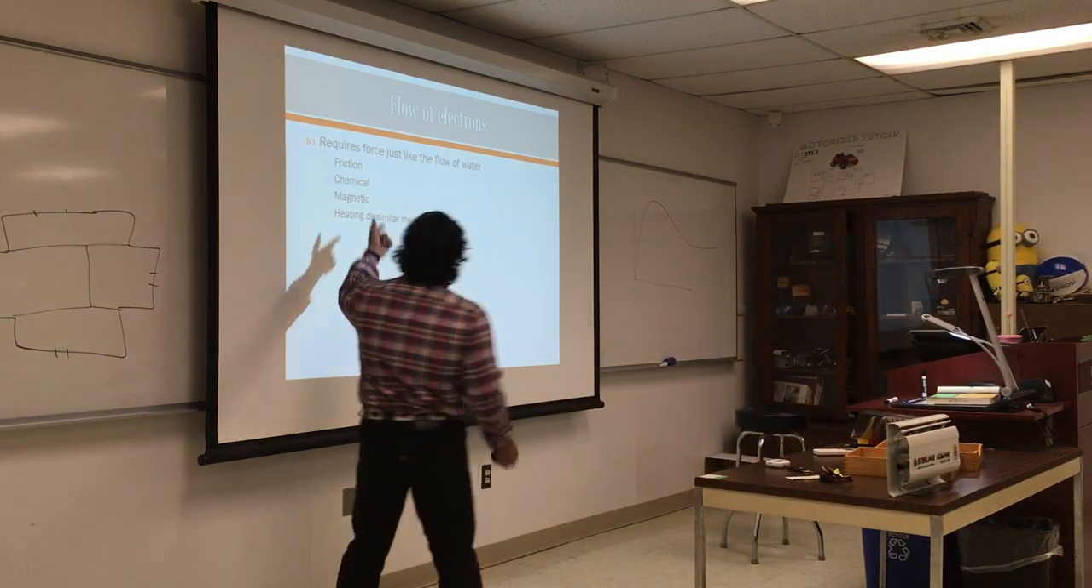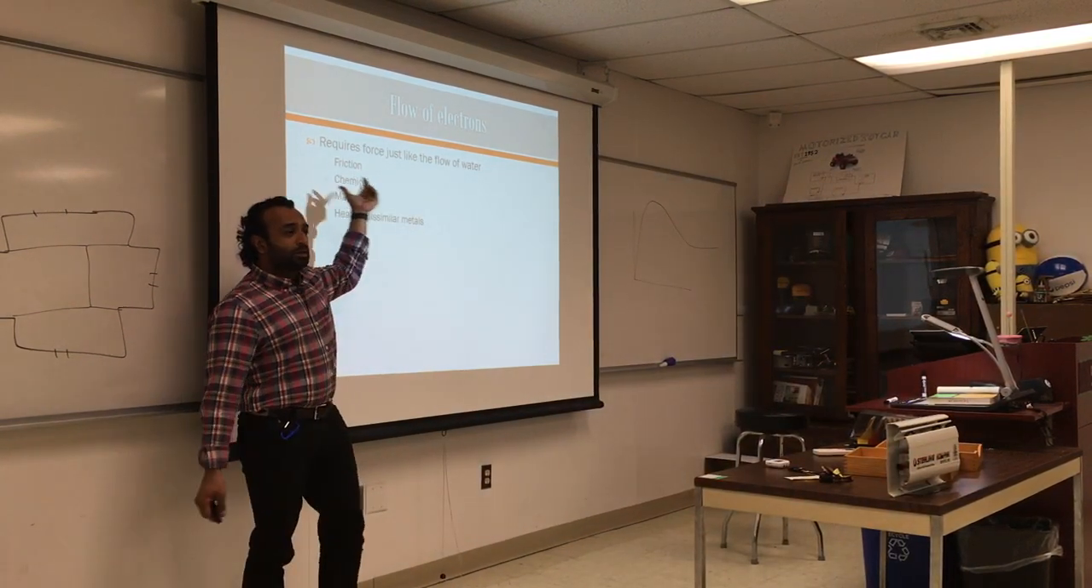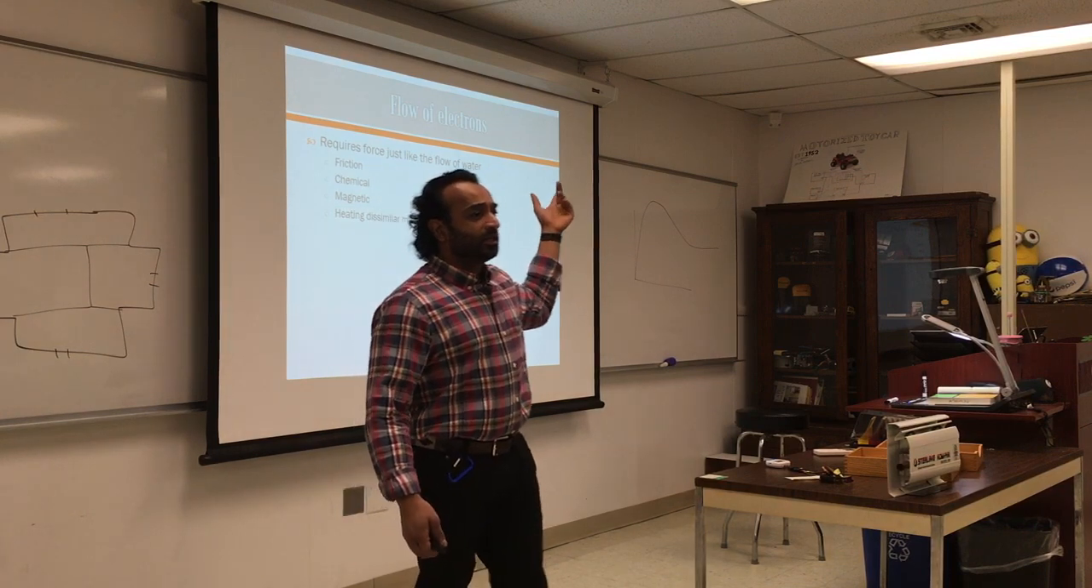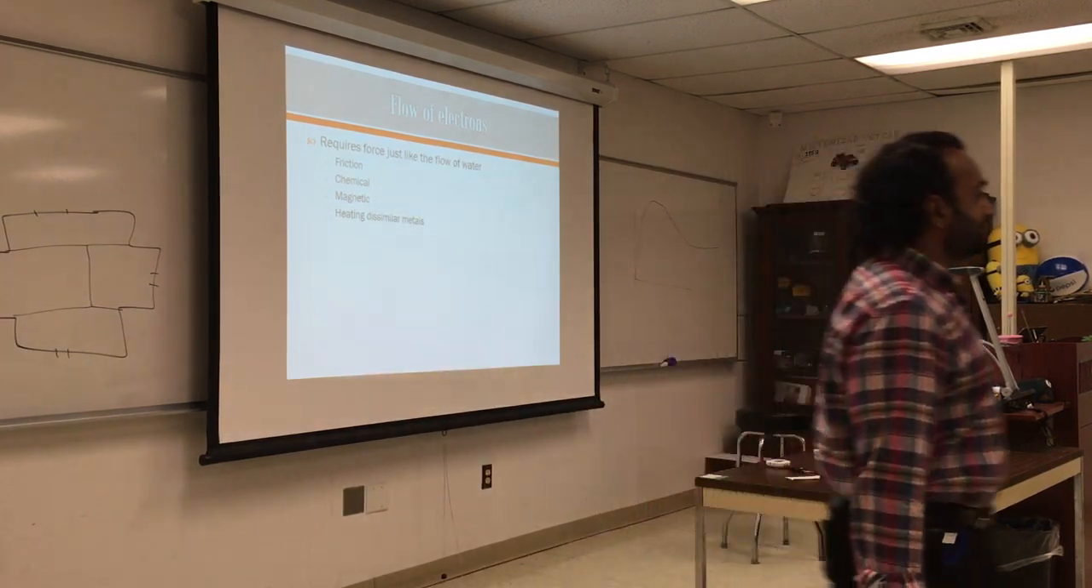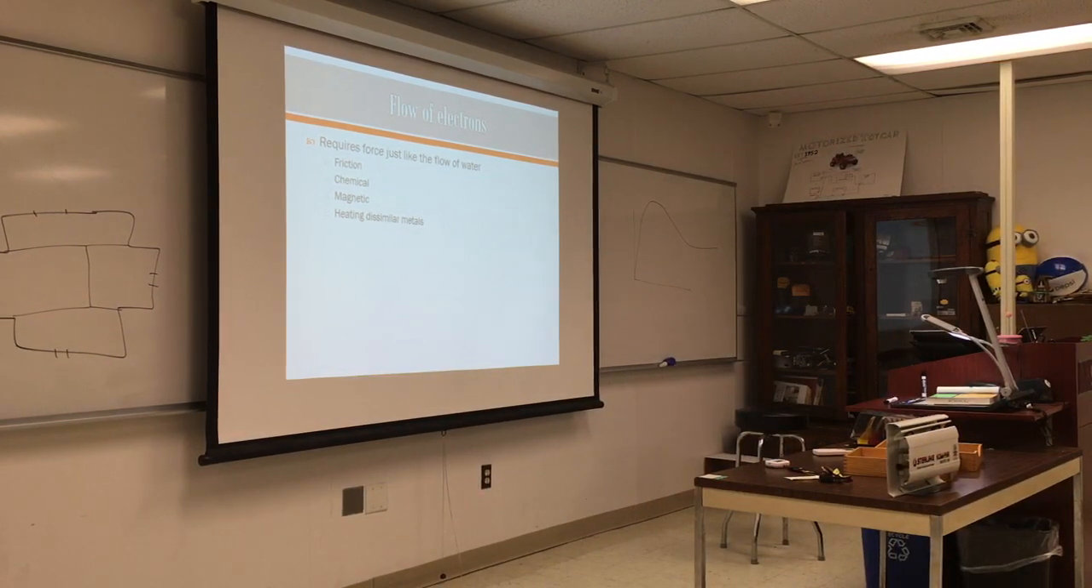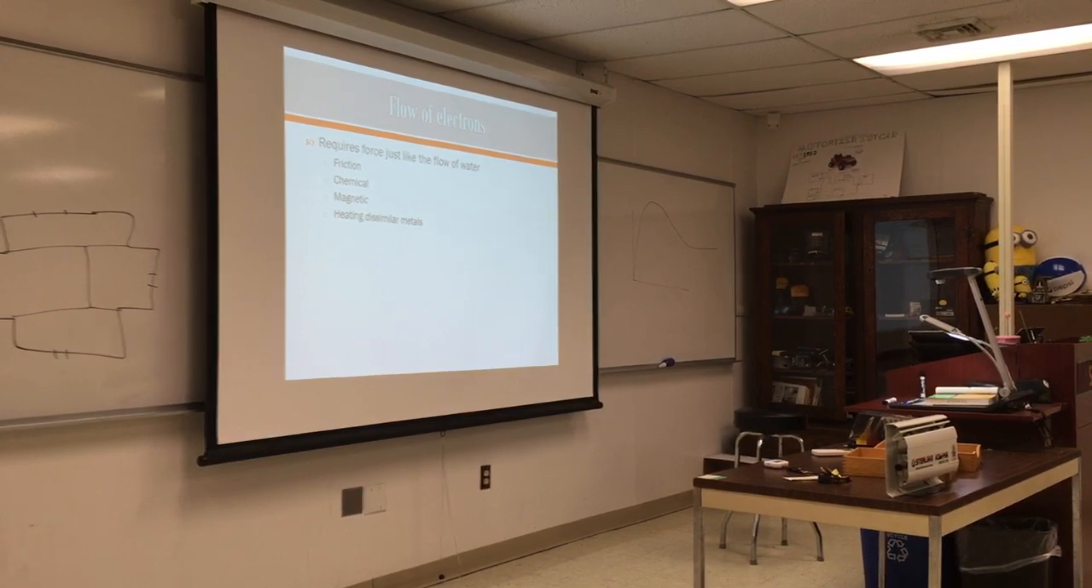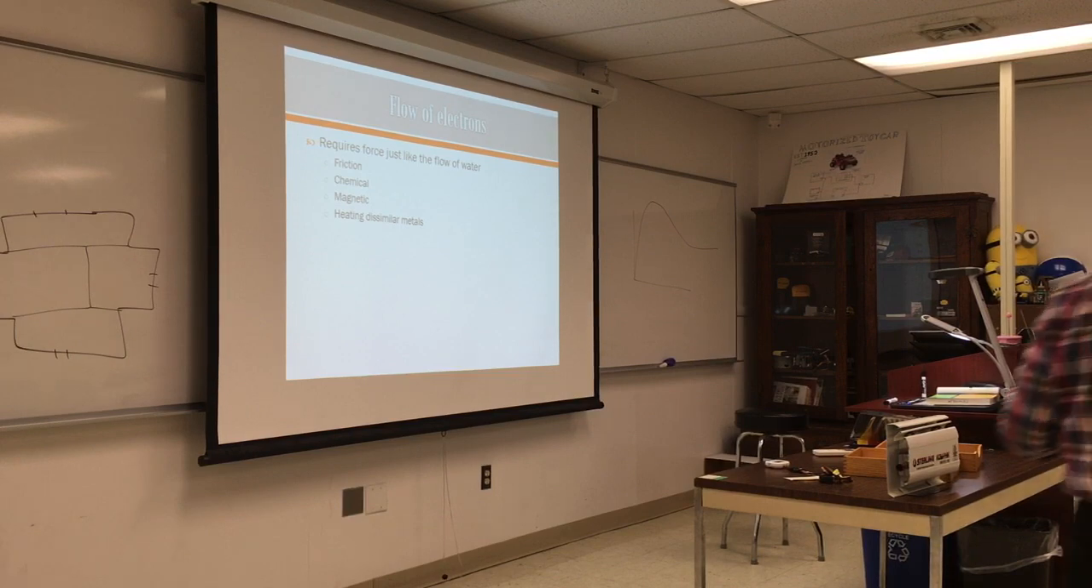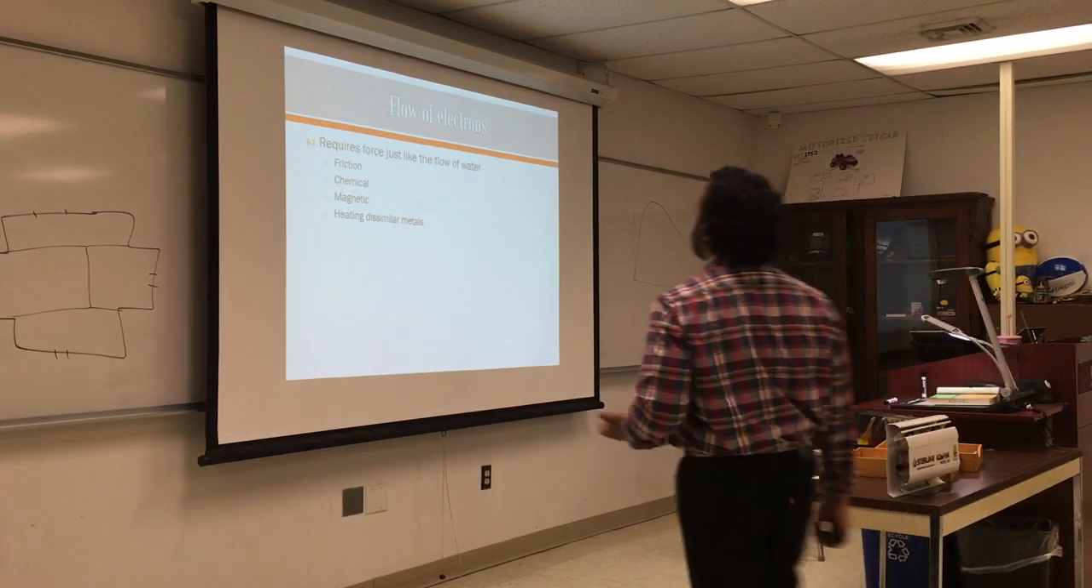Chemical. We'll talk about this elaborately. What is an example of a chemical reaction that causes you to have flow of electricity? Battery. That's chemical, right? And batteries can be reversible or irreversible. So you can charge it and discharge it based on chemical reaction.